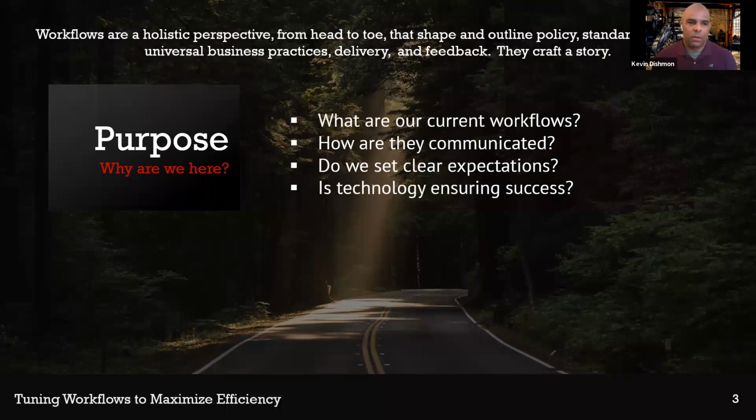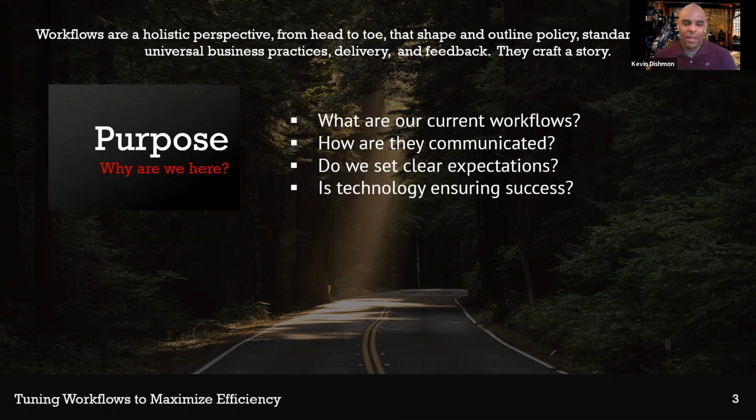What's our purpose here today? Why are we here? These are some of the questions that we'll be asking ourselves today. What are our current workflows? What's our inventory? Do we have a catalog of them? Where are they housed? How are they communicated? How do we share new workflows? What about changes or revisions? Do we honor a timeline between the life of a workflow and when it gets published for public consumption? That's important to remember, that you just don't throw things out there into the net sphere and hope that people will catch on. Do we set clear expectations?